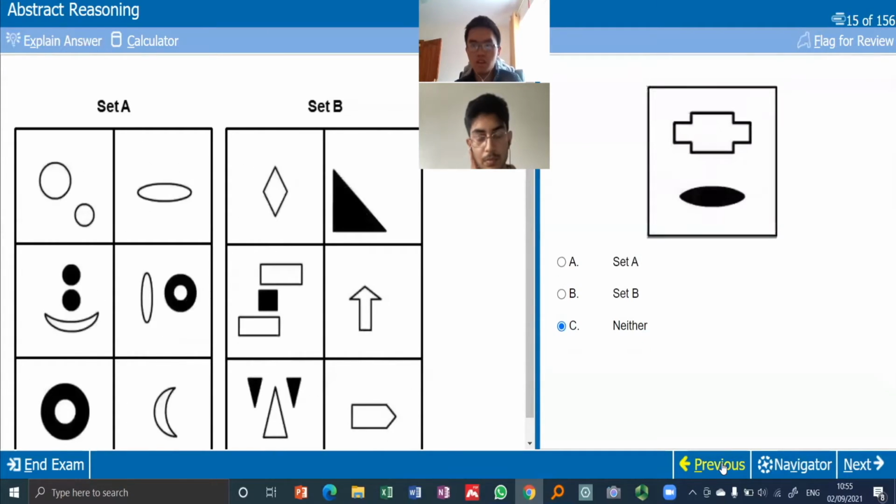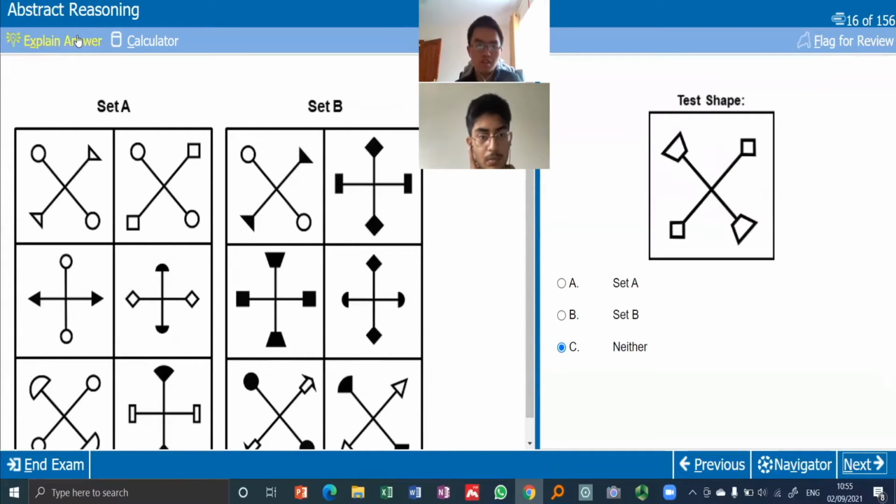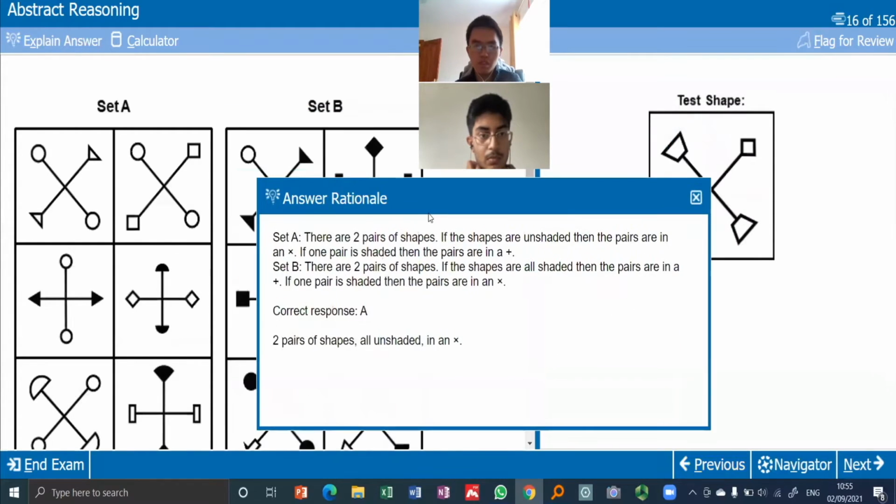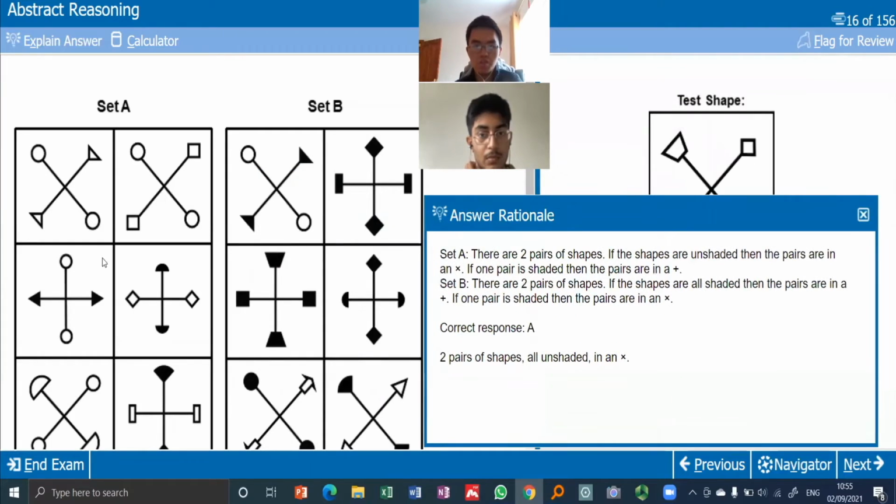But in terms of what the rule actually is, in both sets there are 2 pairs of shapes. If it forms a cross like this, then all the shapes are white. If it forms a sort of north, south, east, west cross, then there's 2 white, 2 black. Whereas here, if there's 2 white, 2 black, it forms the X-shaped cross. Whereas if they're all black, it forms the north, south, east, west cross.